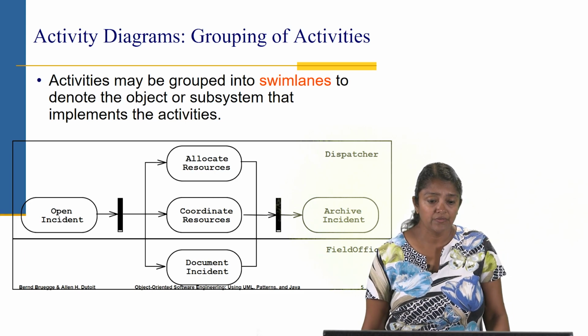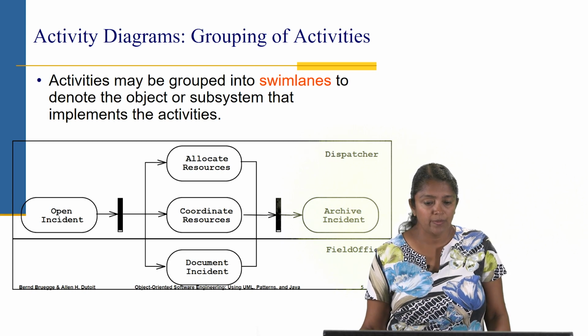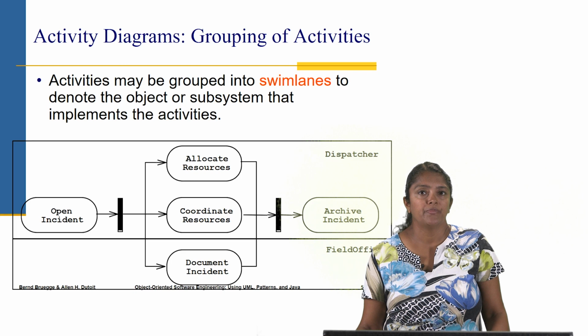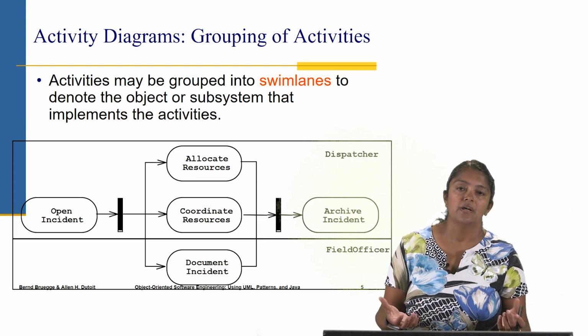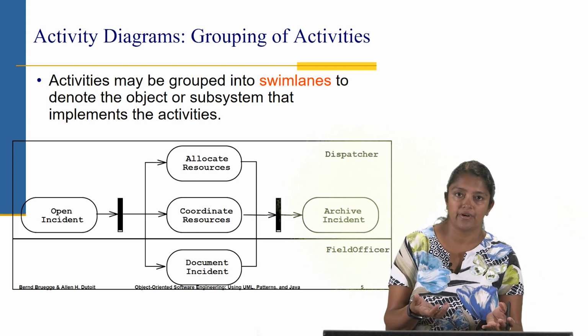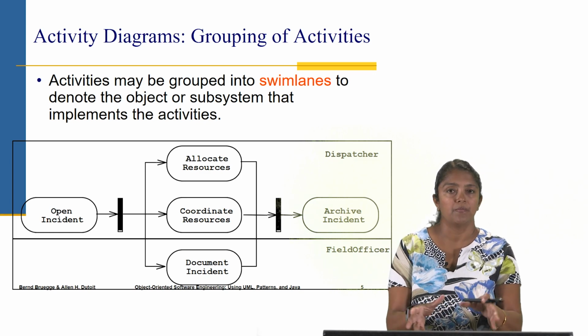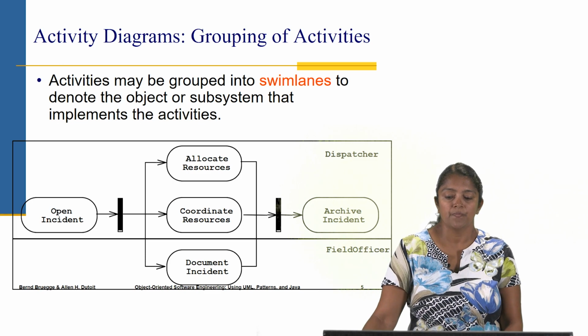Another thing that can be done with activity diagrams is that activities could be grouped into what are called swim lanes. Really, the purpose over here is to basically denote objects or subsystems that implement the activities, to show who's responsible, which object is responsible for a particular activity. So we can group them according to the object or into subsystems.